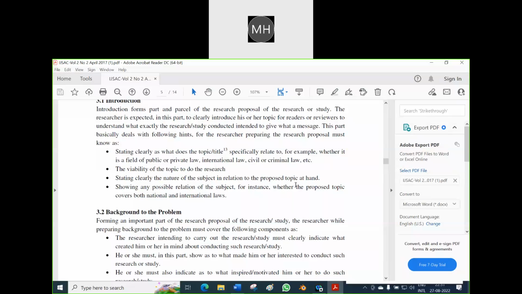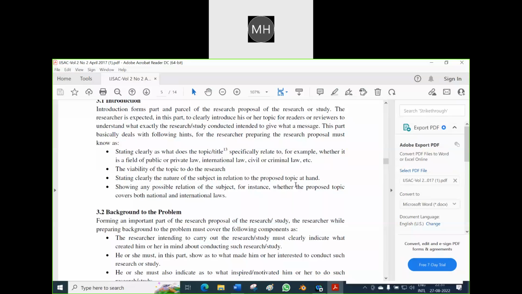They clearly mention it should not be more than 10 words. That is another point. You should not write a title that runs to 3 lines. It should be specifically related to, for example, whether it is a field of public law or a field of private law, and here it is environmental law, because wildlife and flora and fauna deal with the environment.